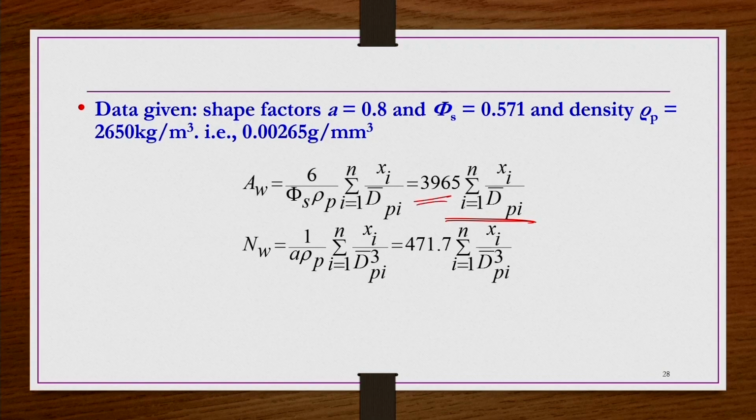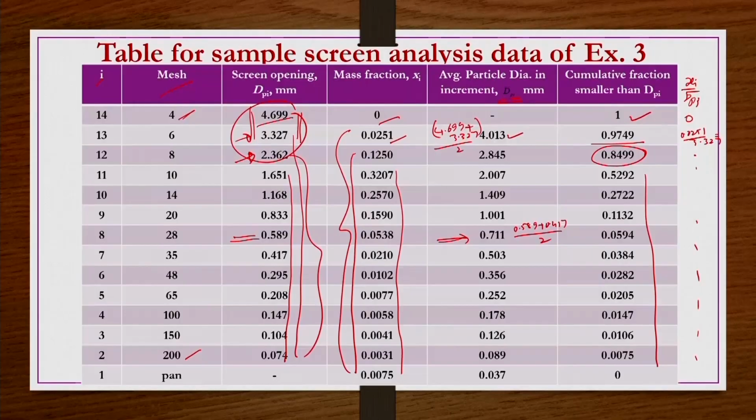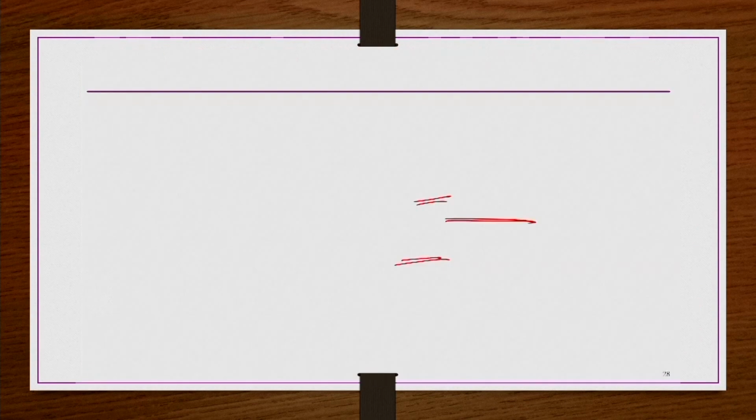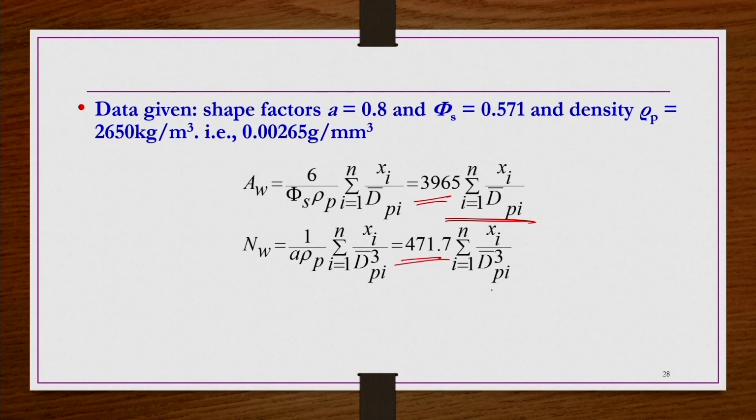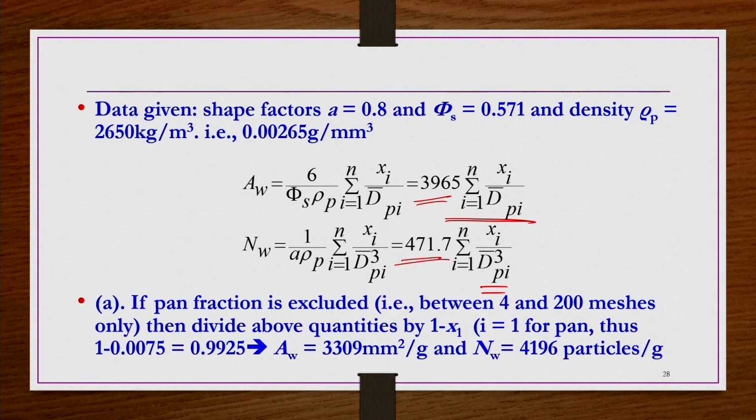Similarly, NW is 1 by a rho p sigma xi by dpi bar cube. A is also given as 0.8. So, 1 by a rho p is 471.7, and then here we have to have another column, xi by dpi bar cube. You do a similar calculation and then the summation, and whatever the value is, you put it here, and that will give us the numbers.